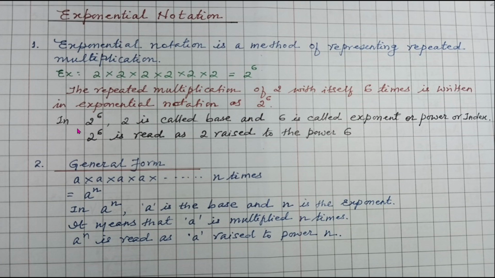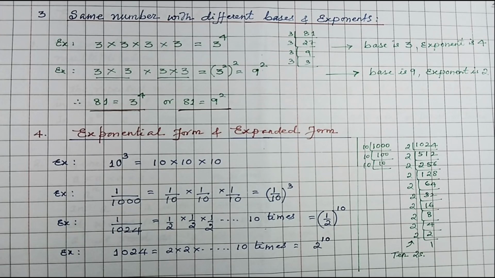Therefore, remember, in an exponential notation there are 2 parts. 2 is the base and 6 is the exponent, and it is read as 2 raised to the power 6. Please remember, 2 raised to 6 is read as 2 raised to the power 6 or 2 to the power of 6. Now the generalization of this would be, if a is multiplied n times, then we can write it as a raised to n, where a is the base, n is the exponent, and it is read as a raised to the power n or a raised to n. So please remember that.